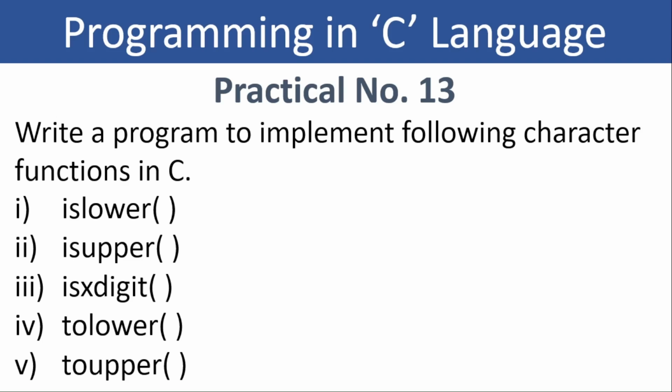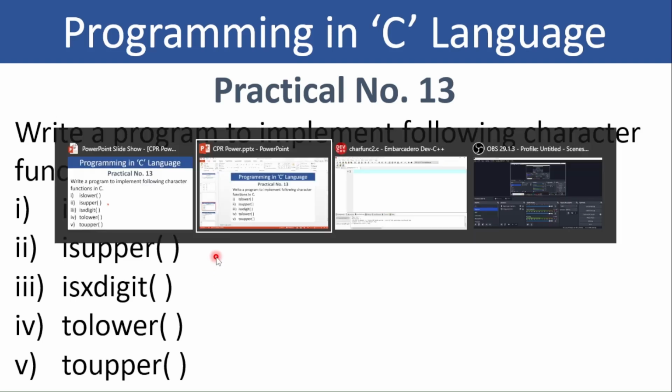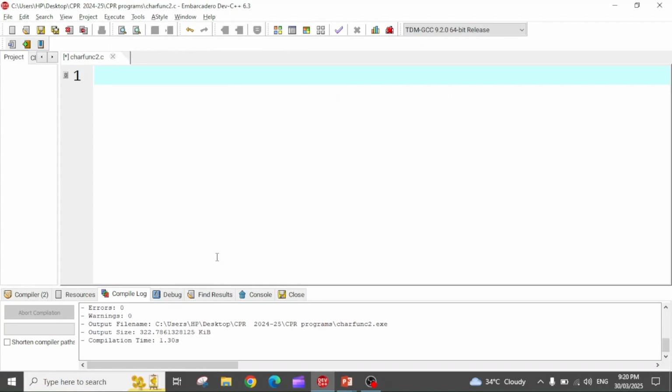Out of those 5 functions, the first 3, that is islower, isupper, isxdigit, are character testing functions. They test whether the character is of a particular type or not. And functions number 4 and 5, that is tolower and toupper, are the character conversion functions. Means these functions convert a character from one form into another form. So let us move straight away to the IDE where we are going to develop the program.